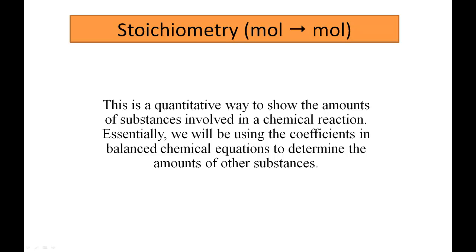So we finally reached stoichiometry. This is a quantitative way to show the amounts of substances involved in a chemical reaction. Essentially, we will be using the coefficients in balanced chemical equations to determine the amounts of other substances.